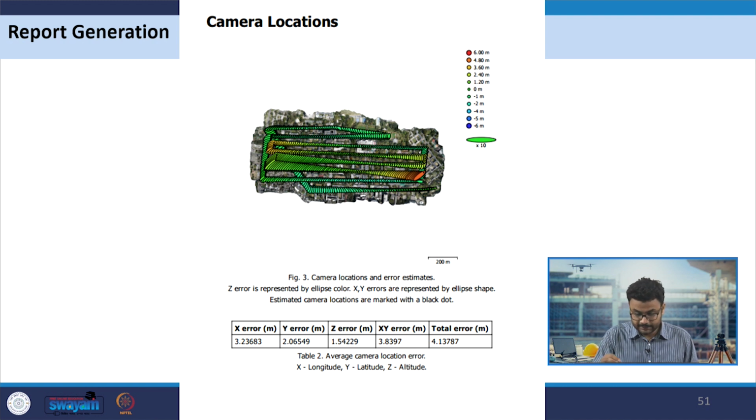So here we can see that locations which have more error estimate show in reddish and orangish colors, while locations which have smaller errors show in the greenish colors over here. So ultimately the error in x direction was found to be 3.2 meters in the camera location. Error in the y direction was found to be about 2.0 meters, and error in the z direction was found to be 1.5 meters. So this shows the camera location and error estimates.